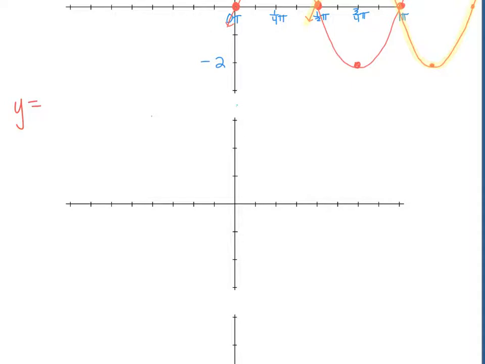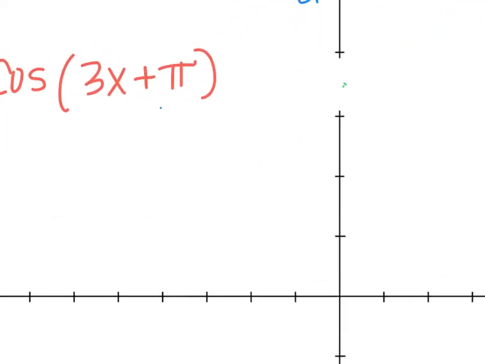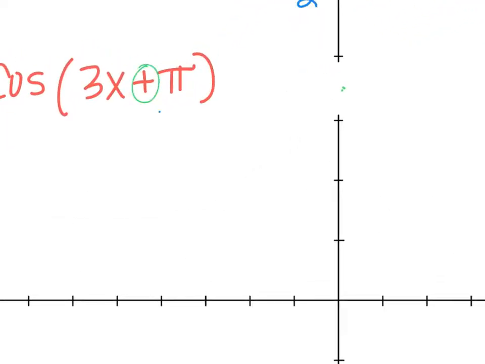Okay, let's do y equals -3 cosine parentheses 3x plus pi. Okay, again, I've got an inkling that I'm going to be moving this thing to the left. But the parentheses that aren't there need to be there. So I need to do a division by 3 to work this out.